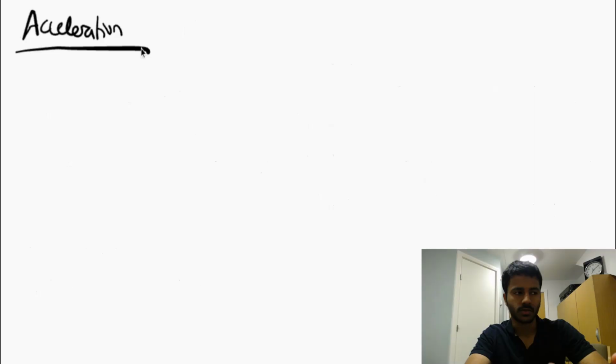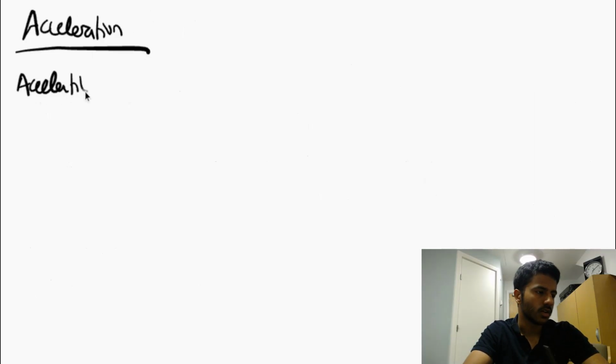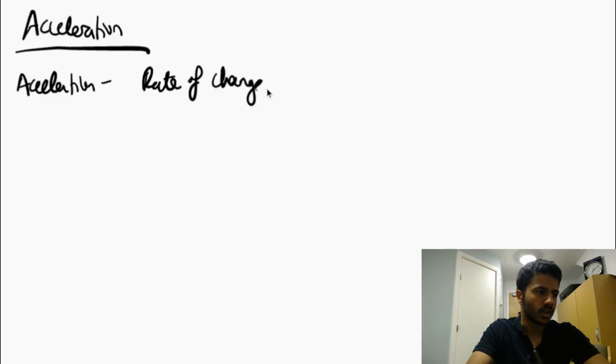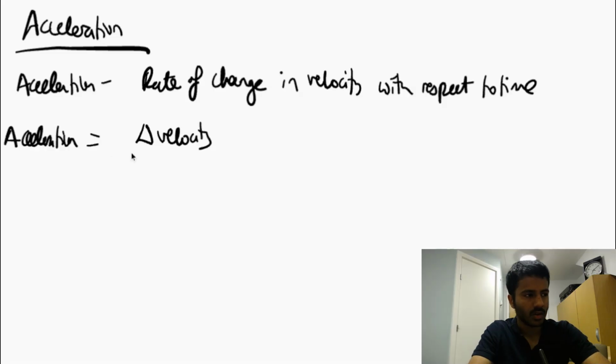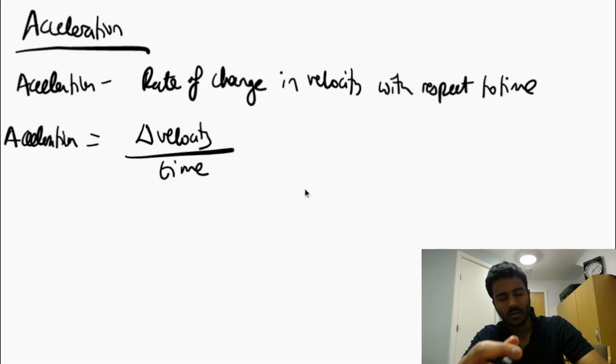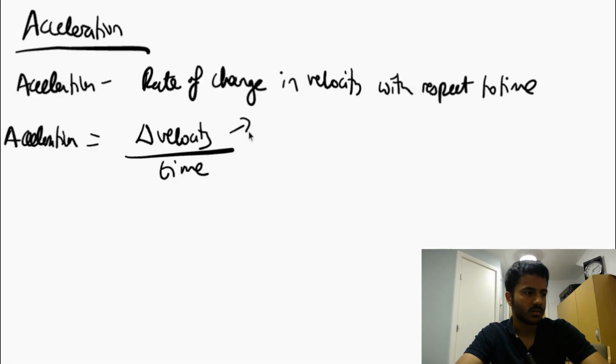Let's look at acceleration. The definition for acceleration is the rate of change in velocity with respect to time. So what that means is you have acceleration is equal to change in velocity over time. That delta sign means change. We know velocity is a vector. We know time is a scalar.